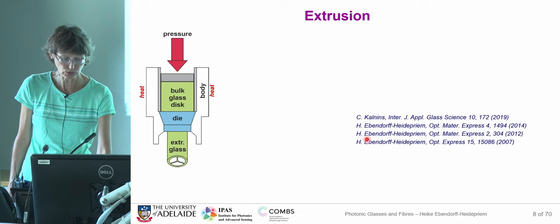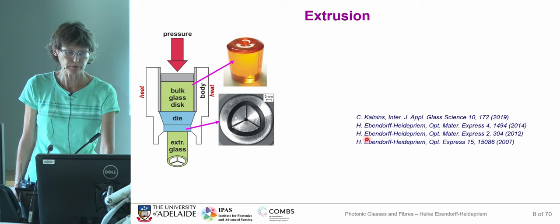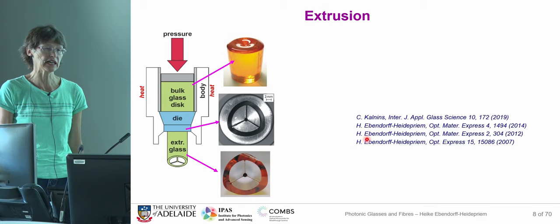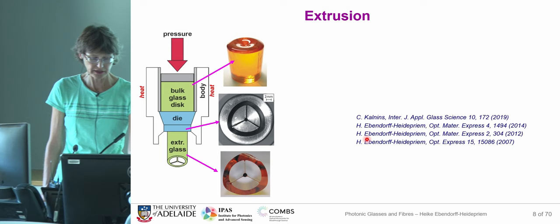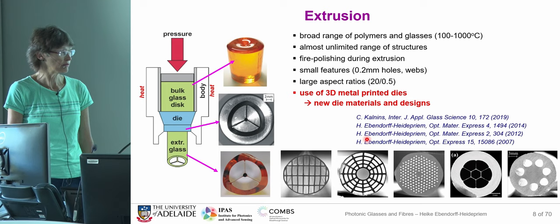The extrusion works by taking a glass billet, placing it on top of a metallic structure, we call it an extrusion die. Both are heated up, a force is applied, and then the glass is squeezed through the die. Where there is a blockage in the glass flow, a hole is formed in the preform, and these holes then go along the whole length of the preform. As is shown here, this technique allows us to make a vast array of very different structures from polymers and glasses.